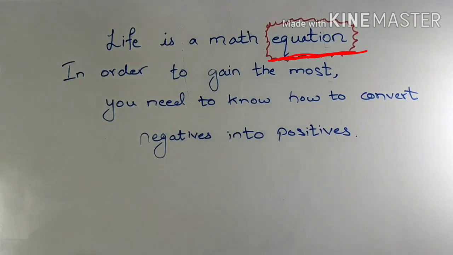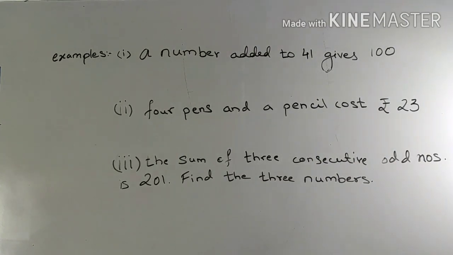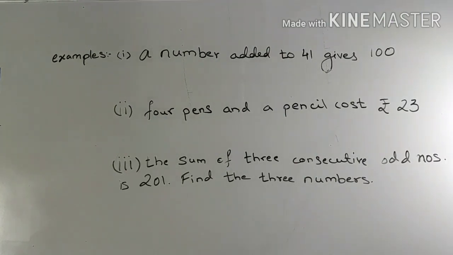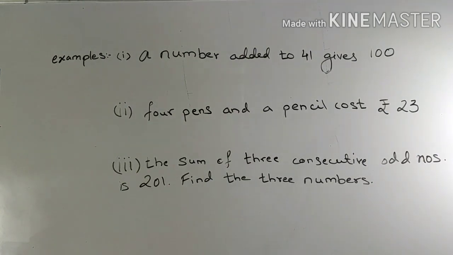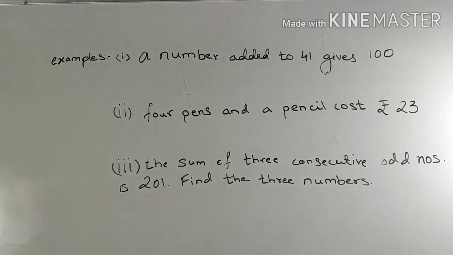Now look at these three examples. A number added to 41 gives 100. 4 pens and a pencil cost rupees 23. The sum of three consecutive odd numbers is 201. Find the three numbers. So these are your random statements which can be expressed in the form of a mathematical equation.